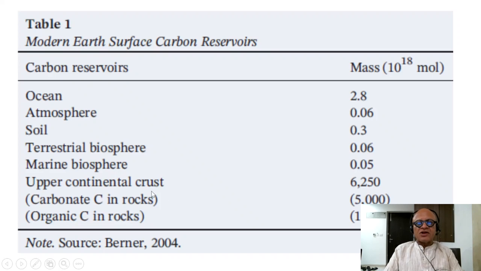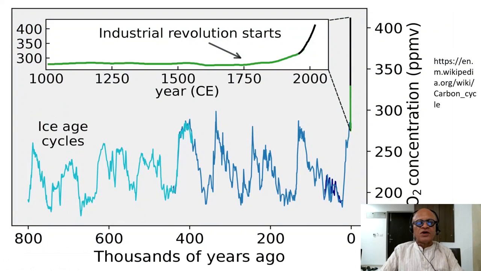The upper continental crust has 6,250, the largest one here. Carbonate carbon in rocks is estimated at 5,000, and organic carbon in rocks is estimated at 1,250. But we already talked about the potential uncertainties in these estimates, especially in terms of whether this carbonate comes from silicate rock weathering or is returned from silicate rock weathering, or whether biology adds a lot, and so on and so forth. We keep looking for evidence of carbon variations through Earth's history, of course.